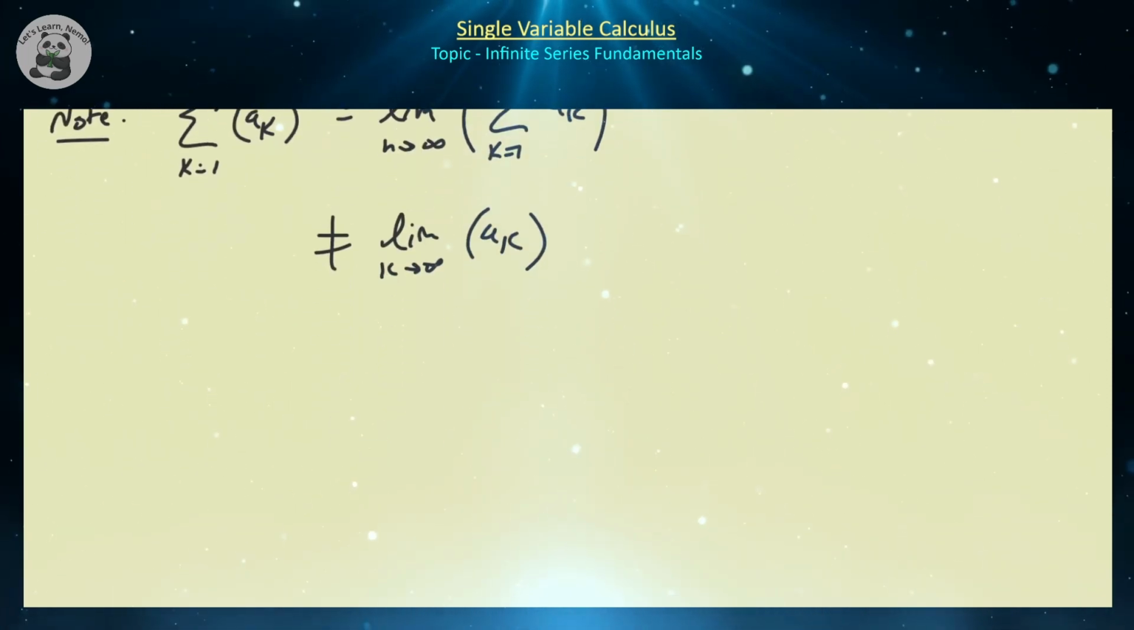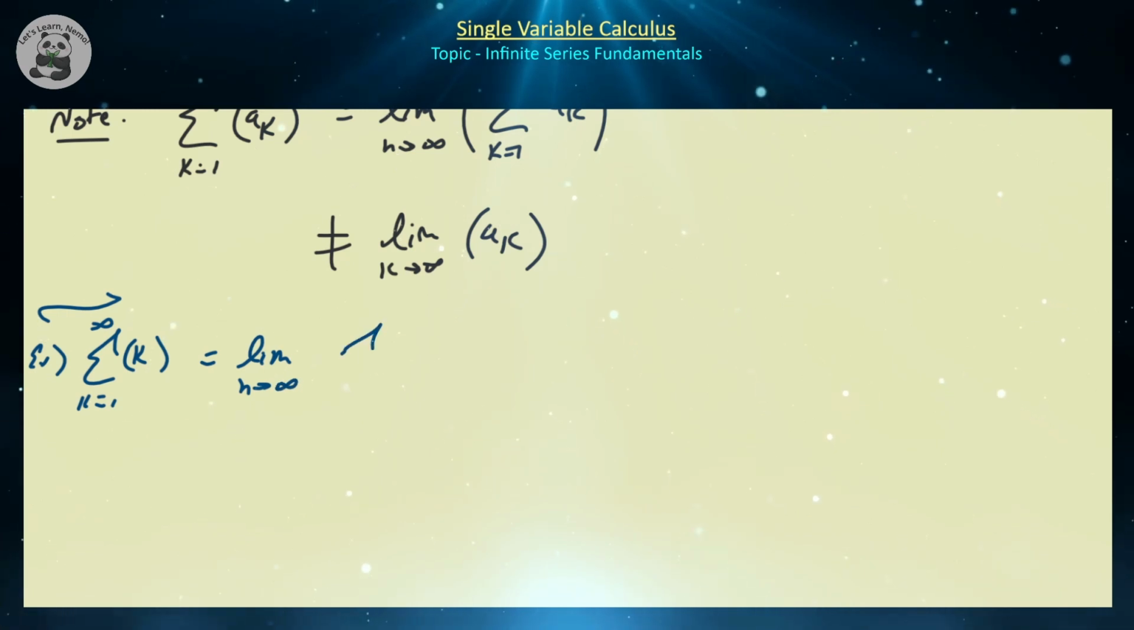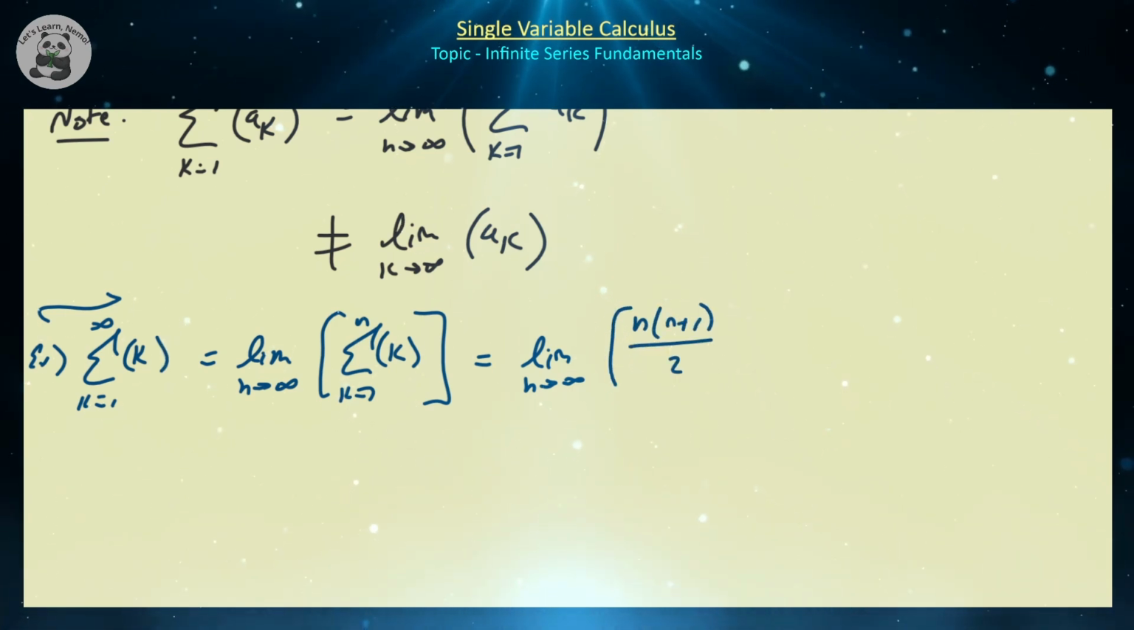So what we can do is see if we can generate a particular infinite series. But we already have one, in particular the sum from k equal to 1 to infinity of k. Does this infinite series converge or diverge? Well, we know that this is just going to be equal to the limit, as n goes to infinity, of the sum from k equal to 1 to n of k. We know that, at least from the definition of an infinite series. And that's going to be equal to the limit as n goes to infinity of n times n plus 1 divided by 2.